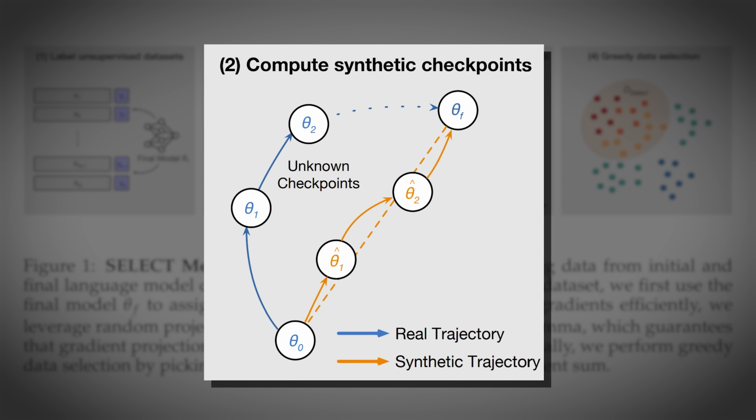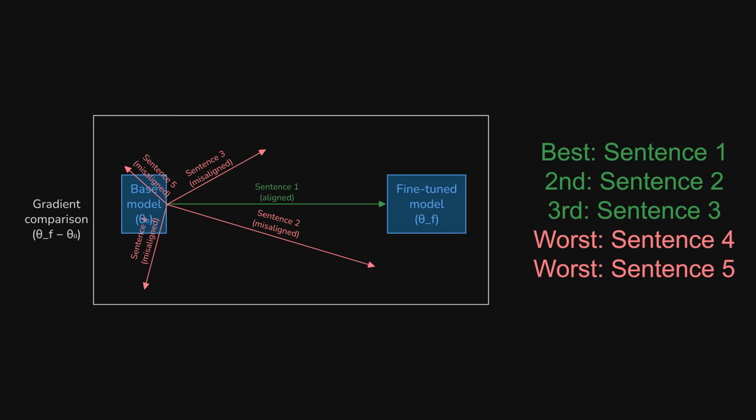Then you do this for every sentence and store each of those gradient vectors. For the third step, compute the full weight difference between the base and the fine-tuned model, as this is the real shift in the parameters which you would want to make with your own data. Then you rank all the stored sentence gradients by how well they point in the same direction as the real shift, and take the top ranked sentences.